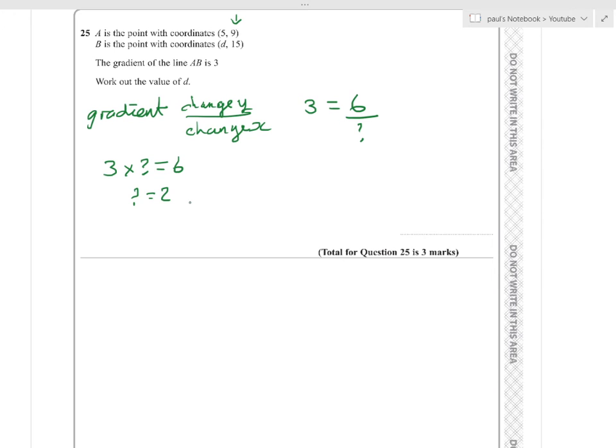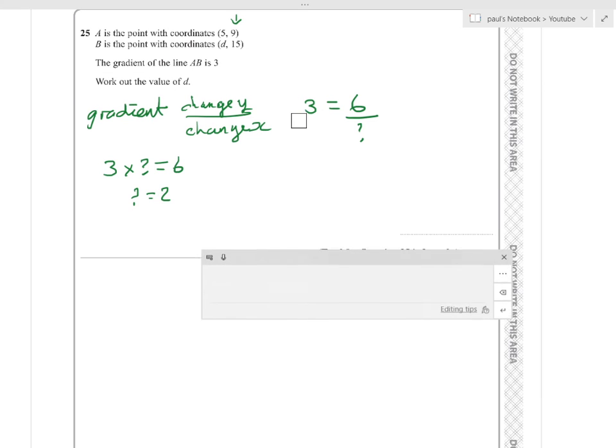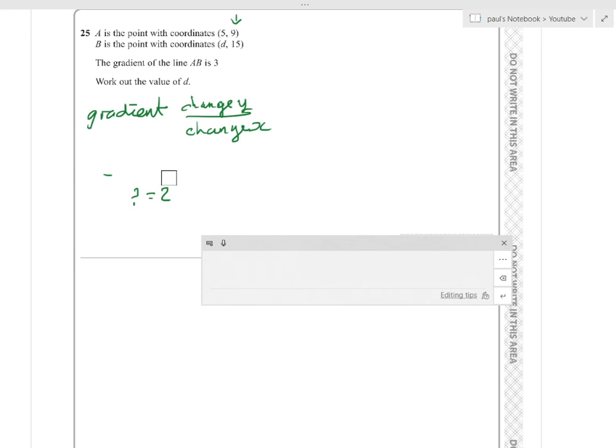It was 7. Don't believe that. I don't believe that. So shall we try a different method? I don't know where they got 7 from. Let's try a different method.